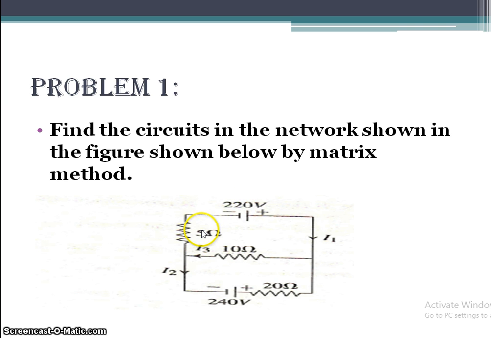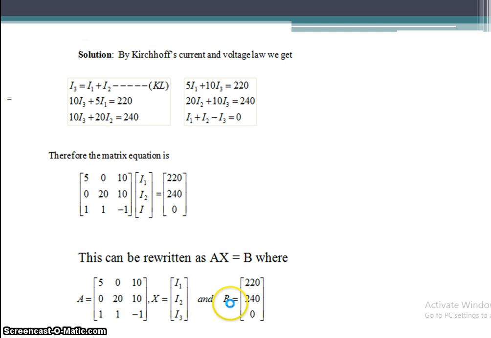And the second equation, comparing these two, is 20I2 plus 10I3 equal to 240. So 20I2 plus 10I3 equal to 240.